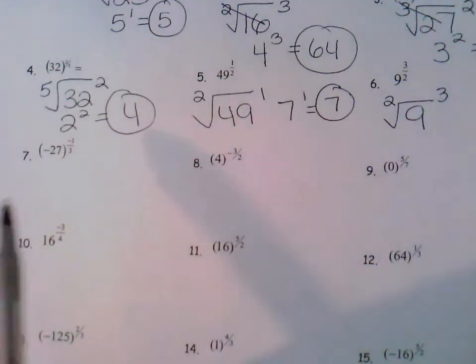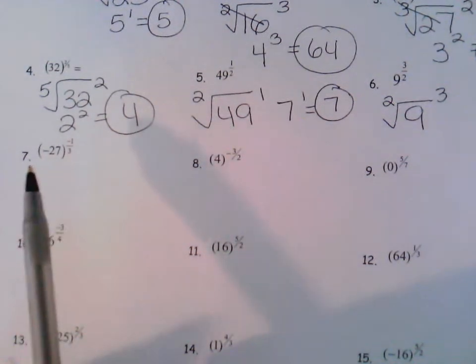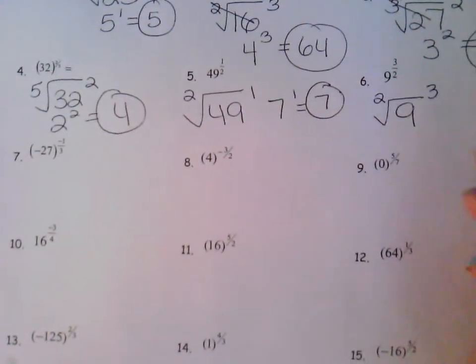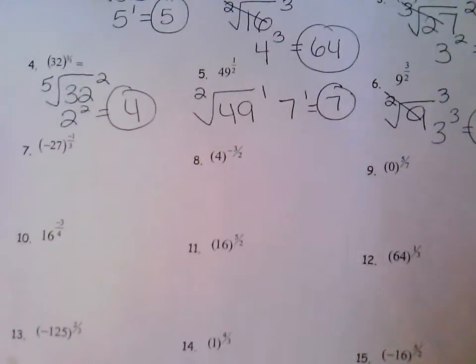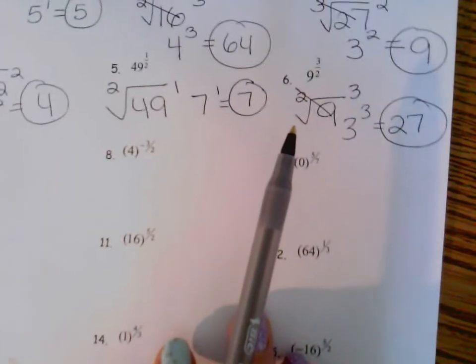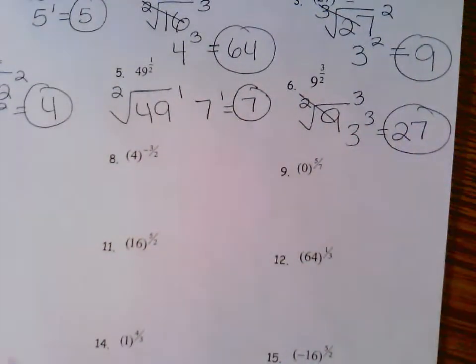Okay, so you're getting down to number 7. I'm going to do that one in a second. This one came out to what? 3 cubed was 27. So there are two distinctions to make. Can I take the square root of a negative number?